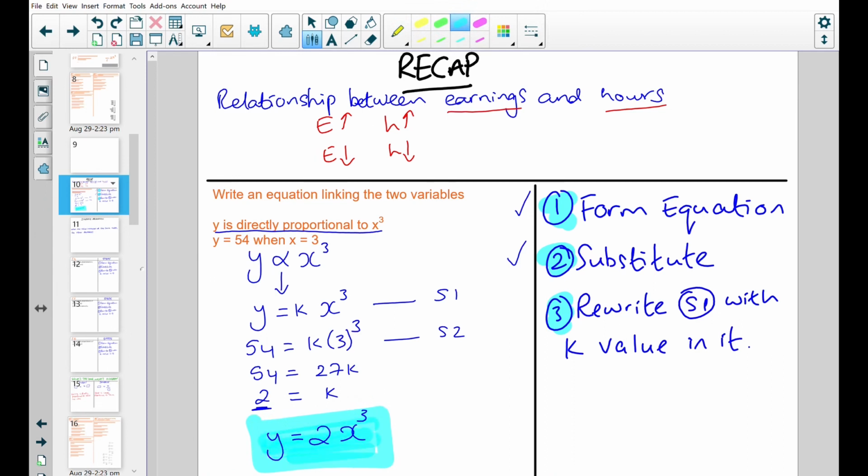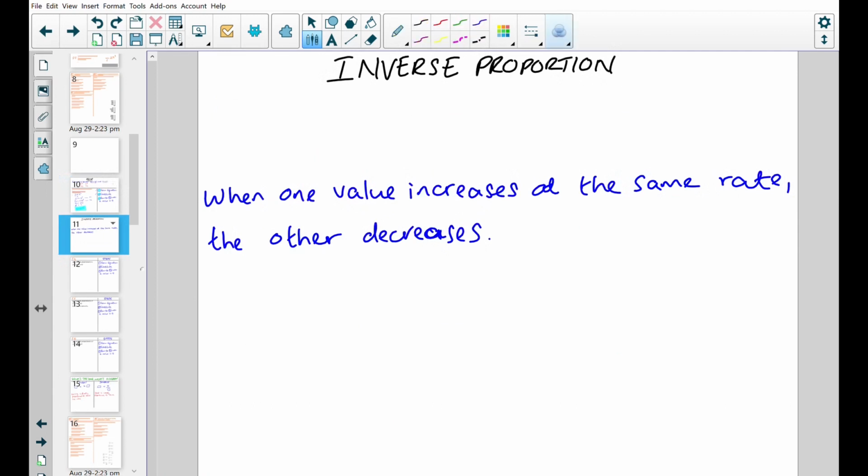Okay, now let's move on to inverse. A good example here is focusing on speed, distance, and time. As speed increases, time decreases. The faster you go, the less time it will take you to get to your destination. So here we can say that speed and time are inversely proportional to each other. Why? Because the faster we go, the shorter the time gets.